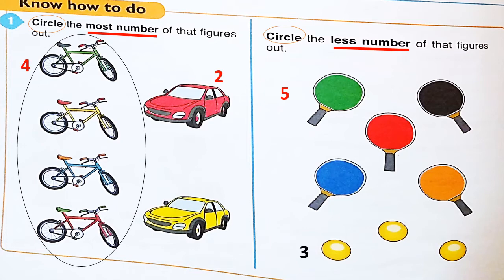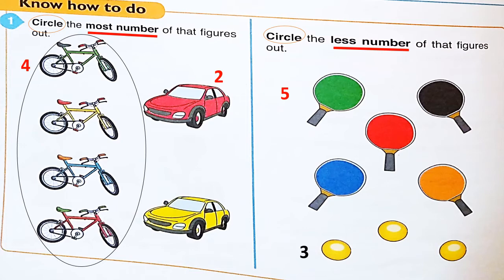So we say that the bicycles are more than the cars, or the number 4 is bigger than number 2, so the bicycles are more than the cars. Circle the least number of that figure. So we have to count. We start counting the rackets. 1, 2, 3, 4, 5. We write 5. And then we count the balls. 1, 2, 3. And we write 3.